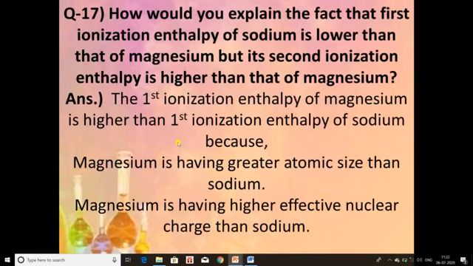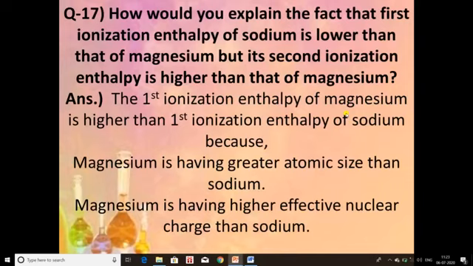Next question: how would you explain the fact that the first ionization enthalpy of sodium is lower than that of magnesium, but its second ionization enthalpy is higher than that of magnesium? The first ionization enthalpy of magnesium is higher than that of sodium atom, because if you see the electronic configuration of magnesium, 2 electrons are present in the s orbital, fully filled. Fully filled is more stable, so it is difficult to remove it. So more energy is required.